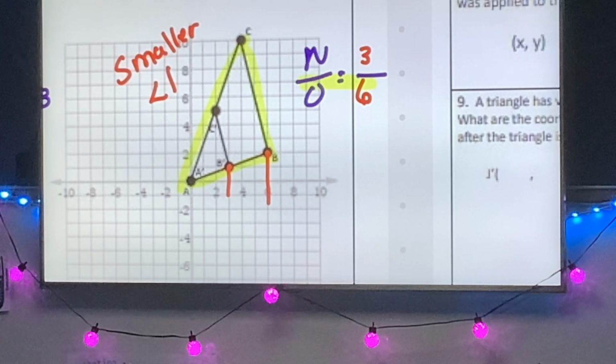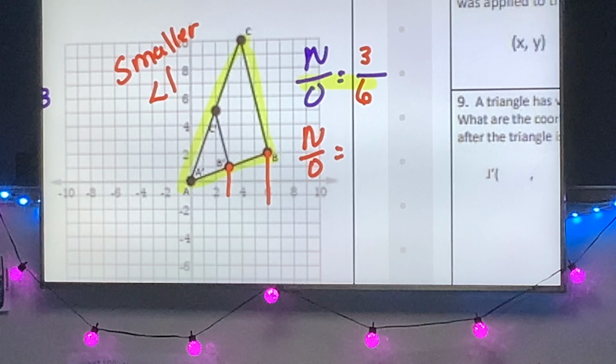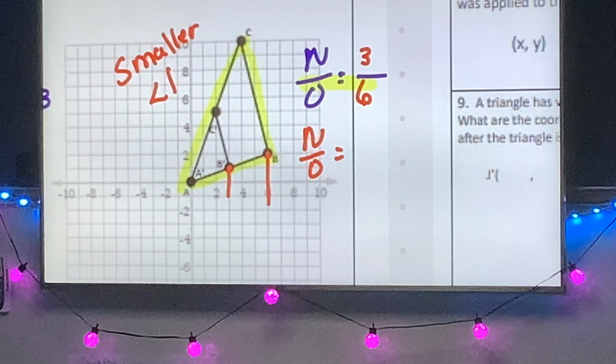That's a question you need to ask yourself. When you get your answer, is your answer less than 1? So reduce that, 3 over 6. What does that reduce to? If you don't know, pick up your calculator. Do alpha y equal, and do 3 over 6.